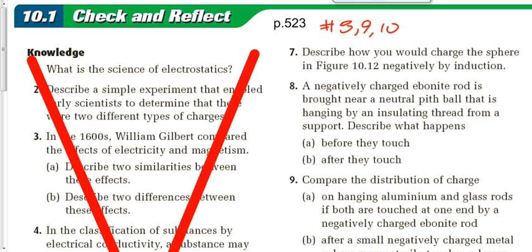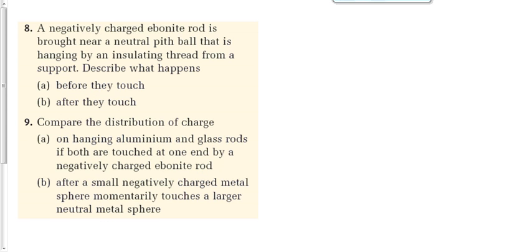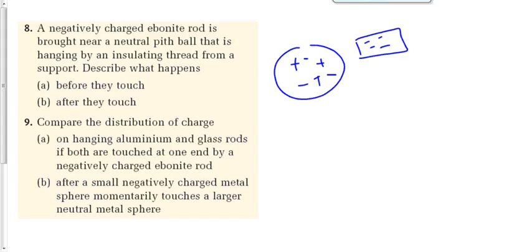Let's take a look at those three questions we had for homework 8, 9, and 10 on page 523, starting with number 8. It says a negatively charged ebonite rod is brought near a neutral pith ball that's hanging by an insulating thread from a support. Describe what happens before they touch and after they touch. So here's the neutral pith ball, a negatively charged ebonite rod going nearby it.